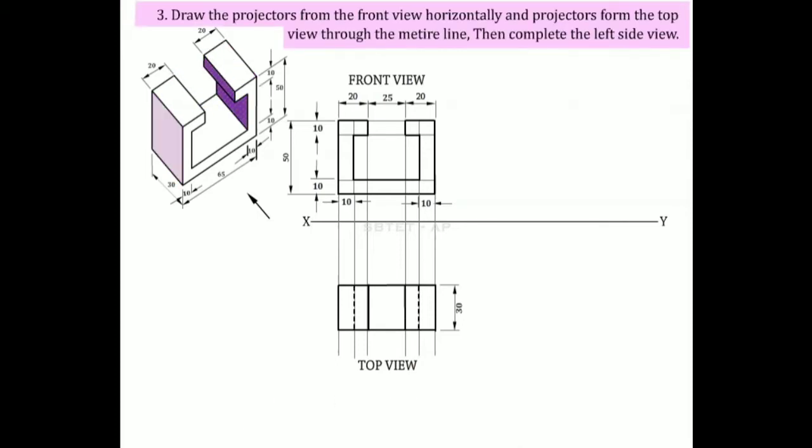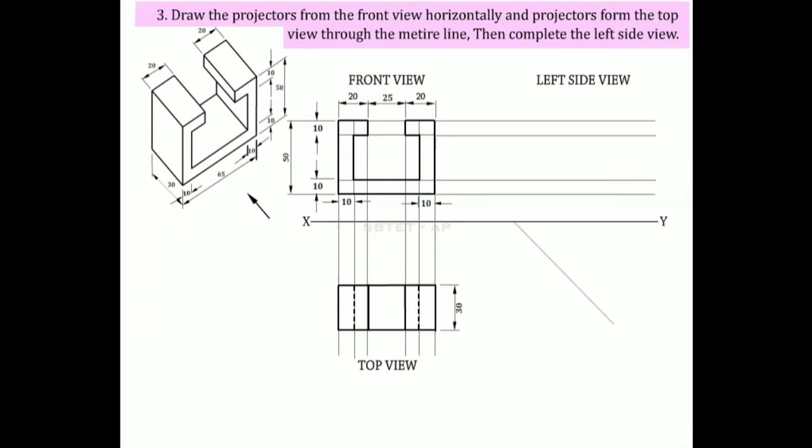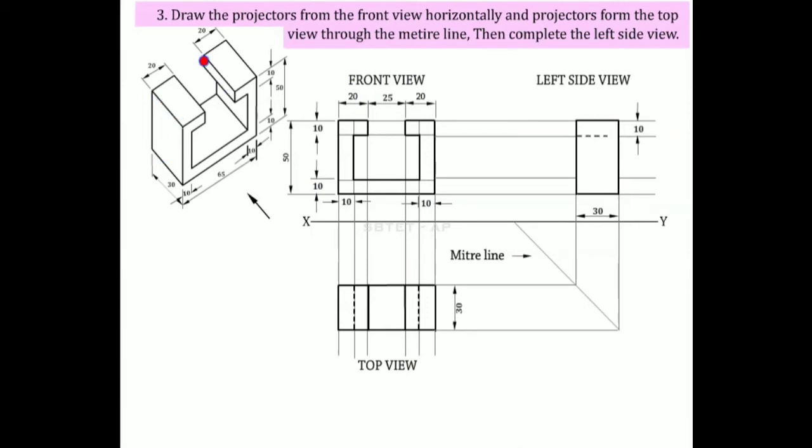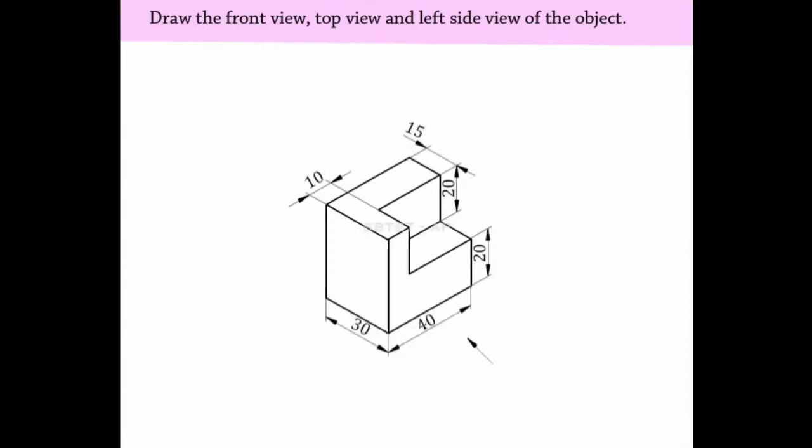Now draw the projectors from the front view horizontally and projectors from the top view through the miter line. Now complete the left side view. Show the hidden details by dotted line and visible details by dark line. Appropriately represent the dimensions.